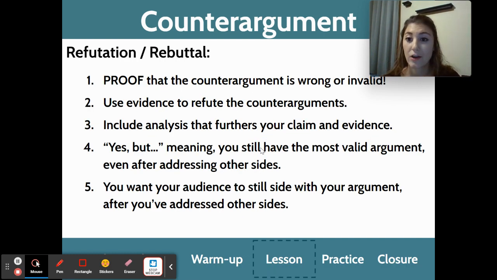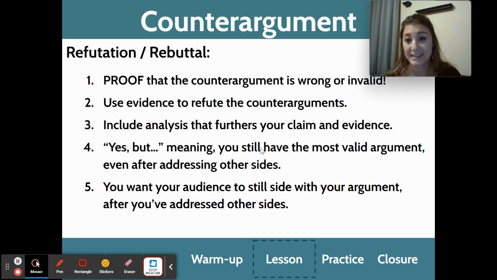We need proof that the counter argument is wrong or invalid. We need to use evidence to refute counter arguments. Refute just means like disagree with. We're going to include some analysis, and we're kind of looking for like a yes, but. So it's okay to say, yeah, that's true, but it's not good enough of a reason to agree with that or something like that. So you can agree that, yep, the counter argument is indeed valid, but you can still argue that, yeah, but my side is the most valid.